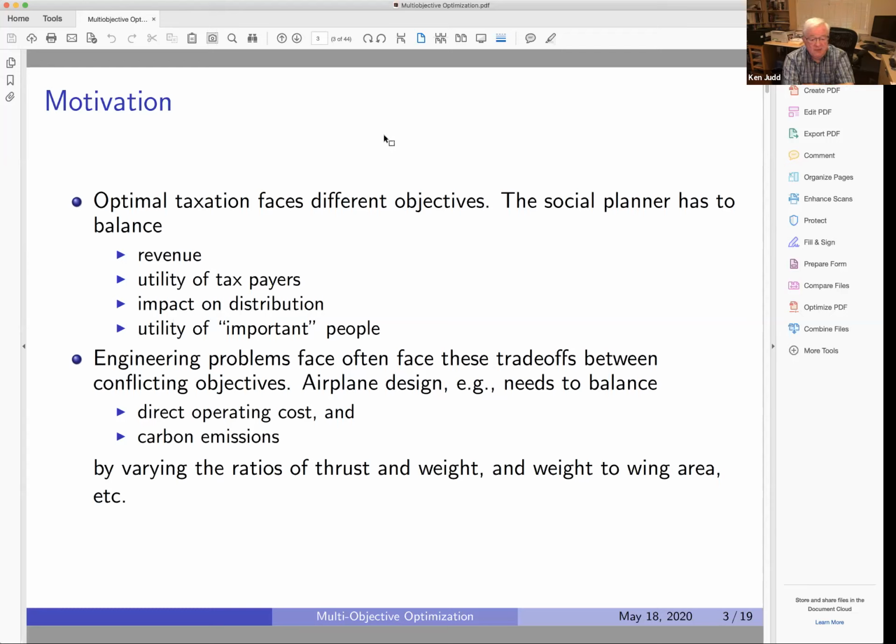And so this is another example of multi-objective optimization, because of course the firm designing the airplane wants to maximize profits, but then he also has these other considerations to keep in mind.